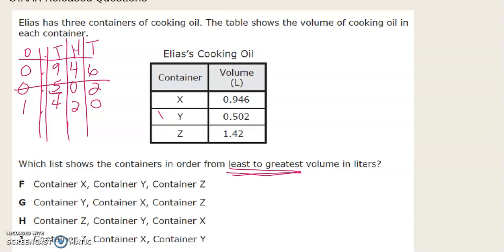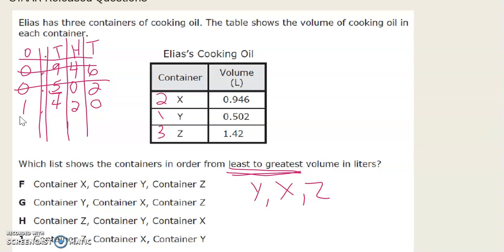That leaves me with 2 values left. So then I go back. I'm looking at my ones place again. I see that I have a 0 and a 1. So again, I'm going in order from least to greatest. So smallest is 0. So this one has to be my next value because I have a 1 for the other number. So container X is my second value. So then I'm going to cross that out. That leaves me with container Z that has a 1 in the ones place as my greatest value. Okay, so in order from least to greatest, it's going to be container Y, container X, and container Z.